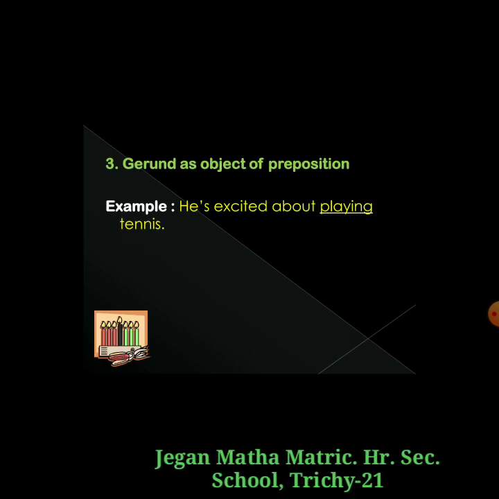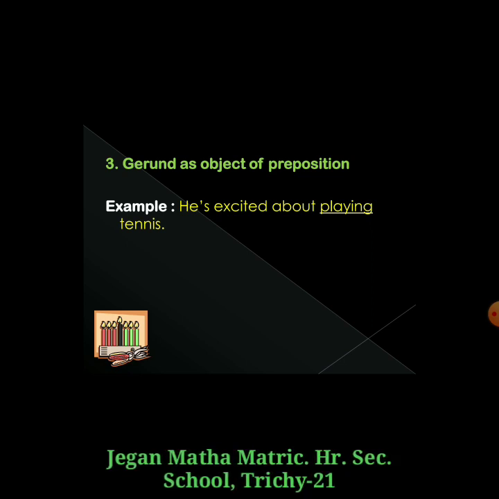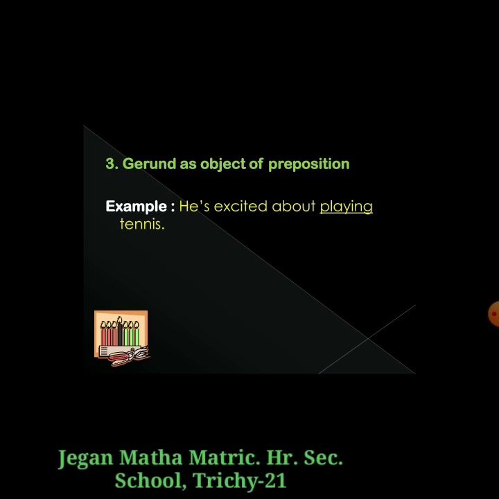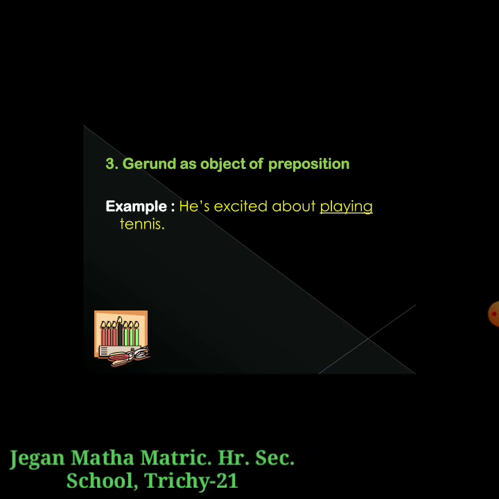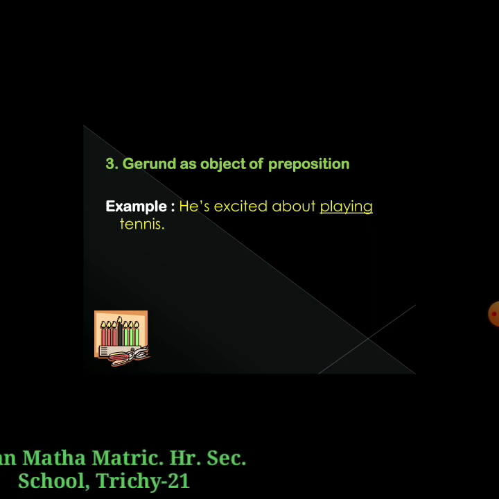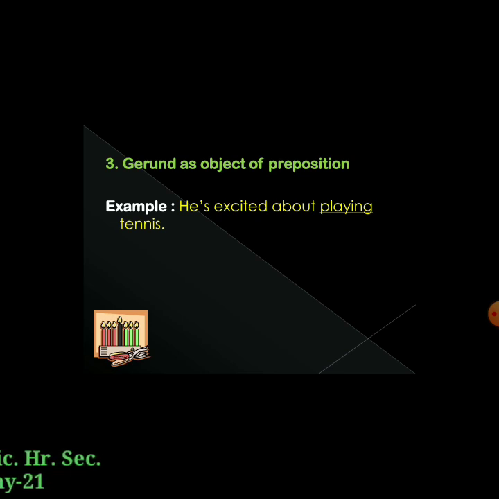Gerund as object of a preposition also. This is the rule. We can also use a gerund as the object of a preposition. For example, he is excited about playing tennis. We can easily identify the gerund, verb plus ing. The object of the preposition about is playing tennis.